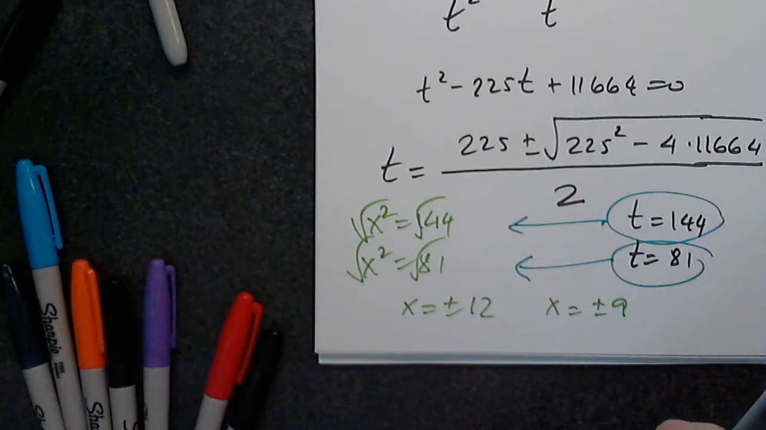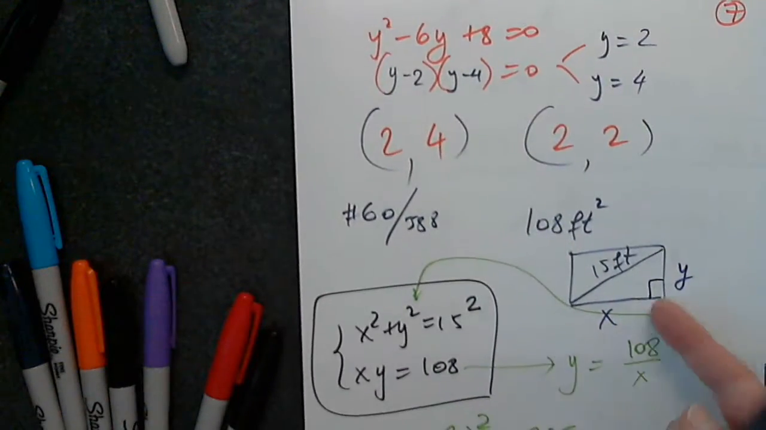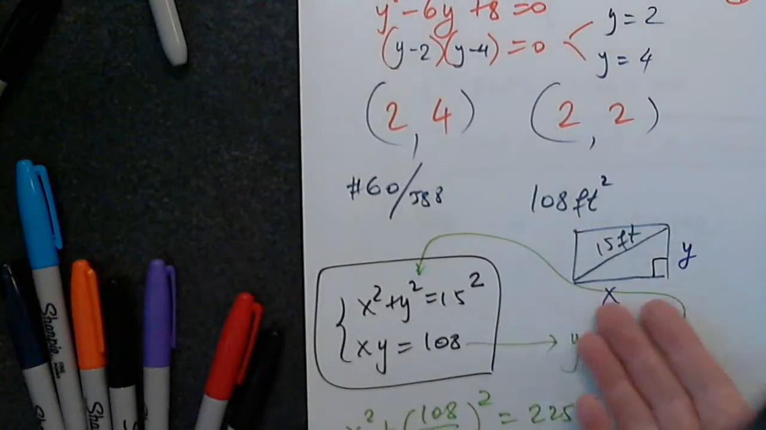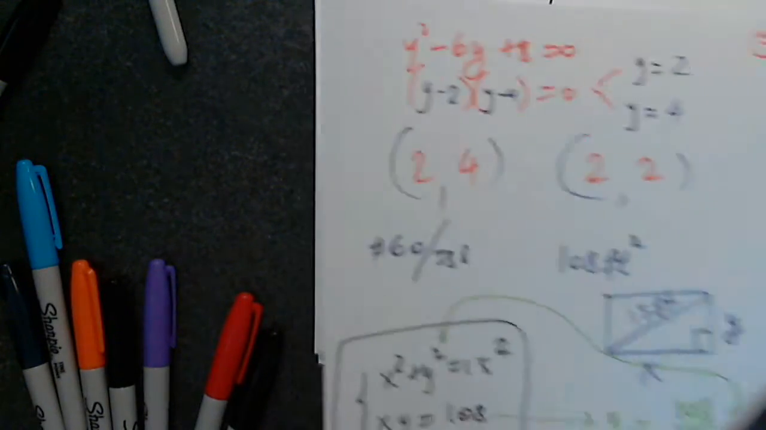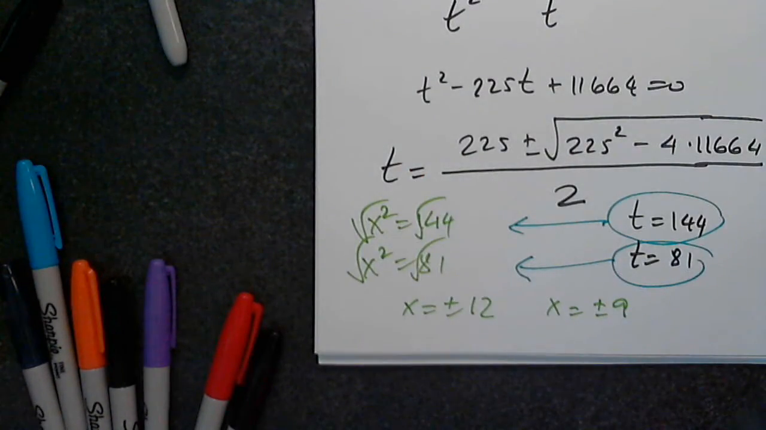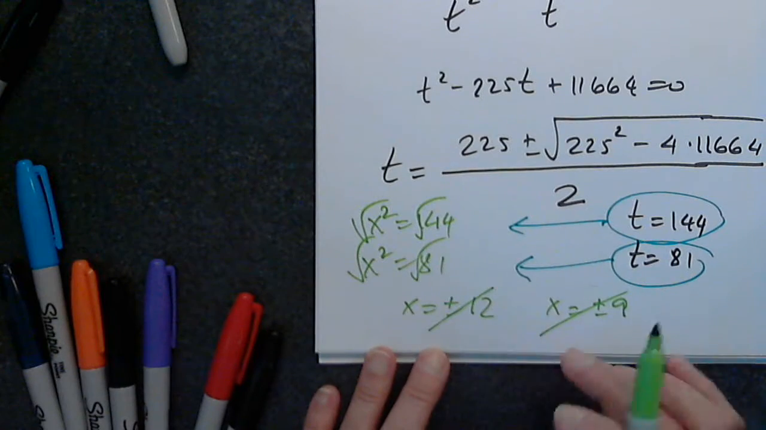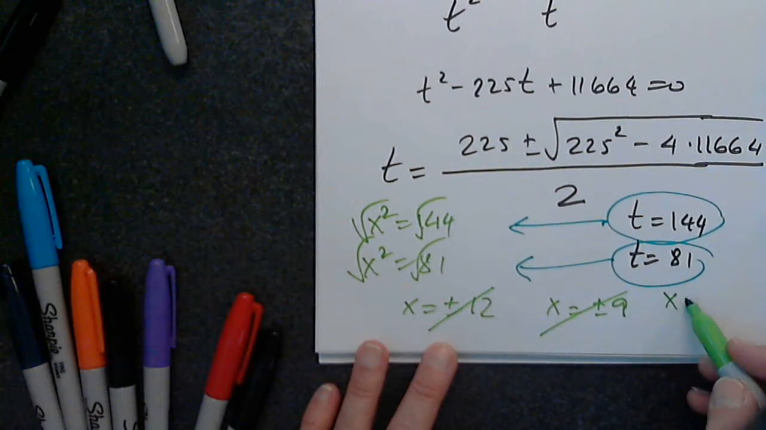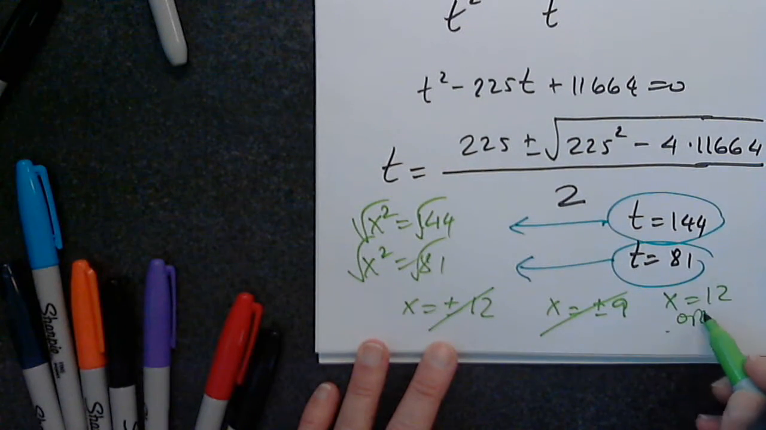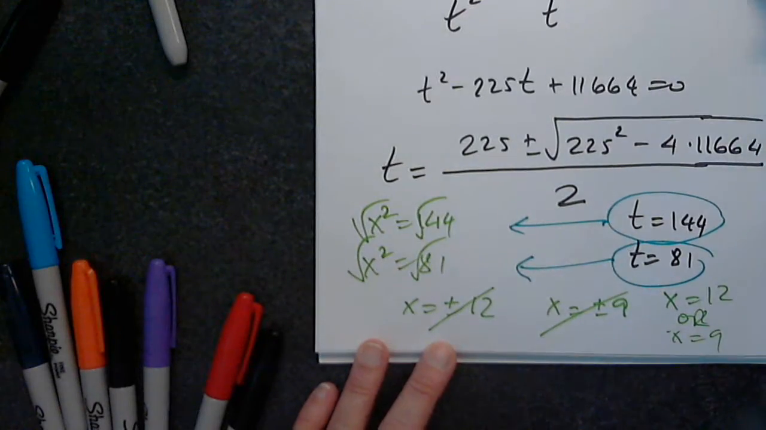But you have to say, wait a minute. We're talking about x and y positive. They are distances, length and width, so they can't be negative. So then the option for x is not these. You don't have to cross it out. You just have to say x equals 12 or x equals 9.